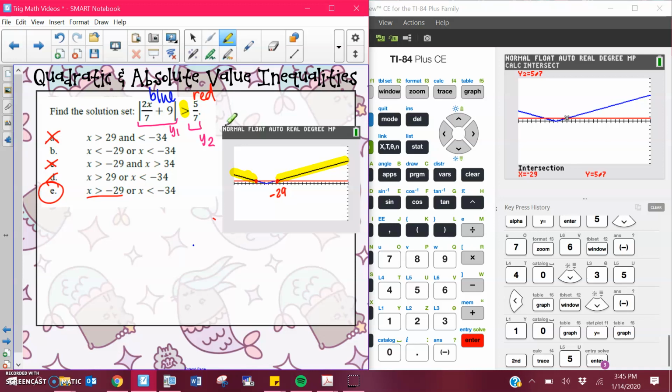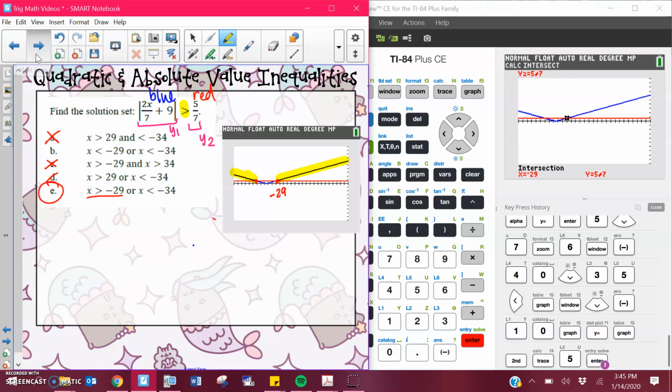Okay, I had to change the window a little bit, but then in order for me to find the intersection points, I just went to second trace number 5, and that got me that intersection point. And again, I could find the other one too if I needed to, but I didn't for this particular problem. Okay, I know that seemed like a lot, but if you do this a couple of times, it starts to go a lot faster.